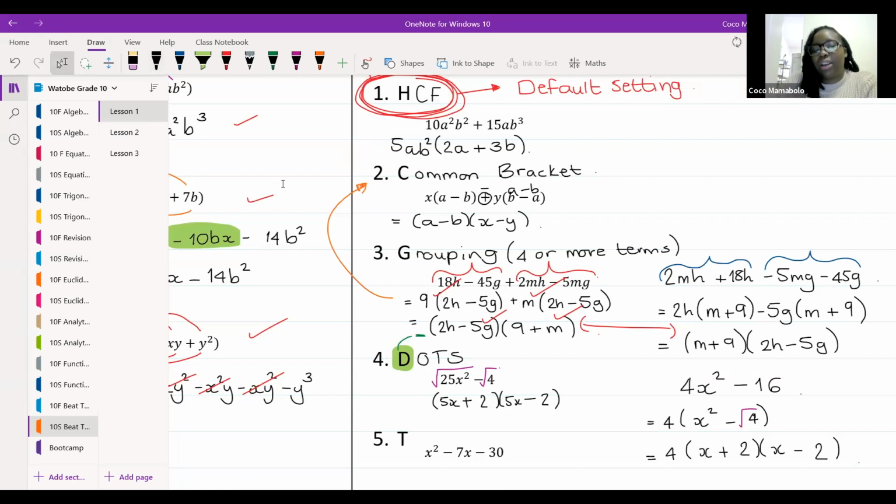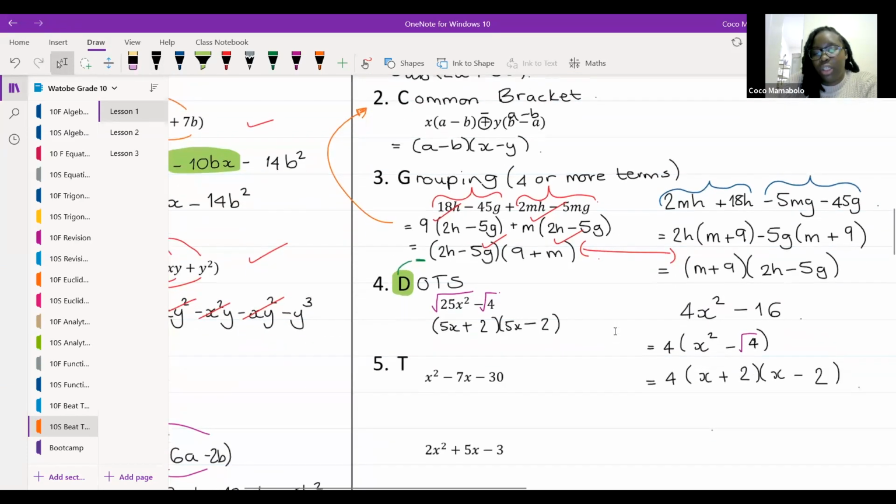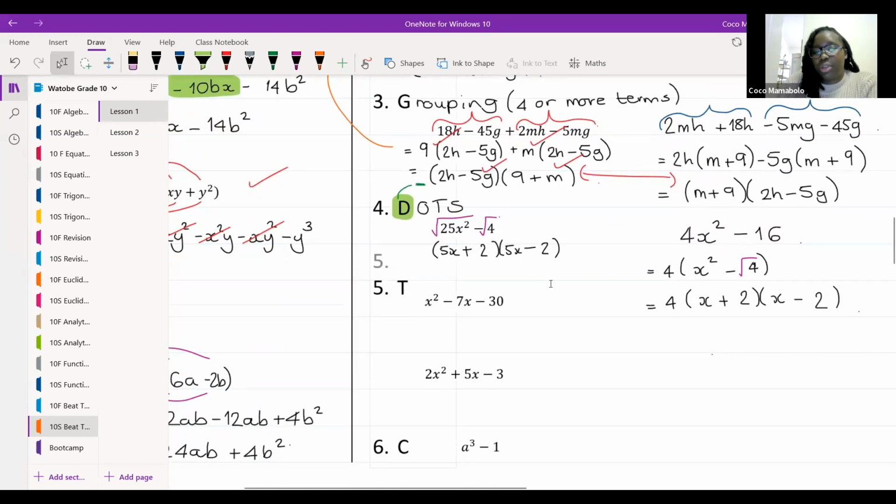Okay, Zama, where did I lose you, my sweetie? Because I need to come back and fetch you. Samuel, check your answers. Samuel, go check your answer again. Zama, you need to tell me what it is that we've lost you on. Okay, because everything that we're doing at the moment.